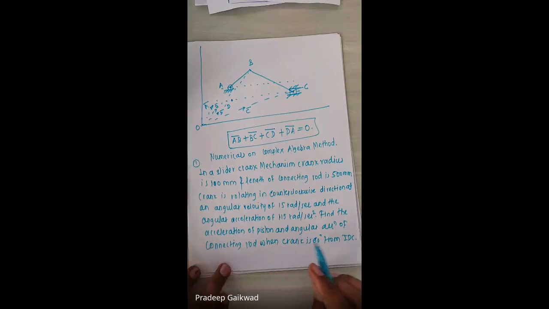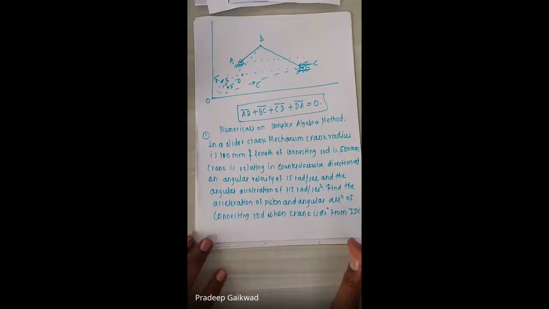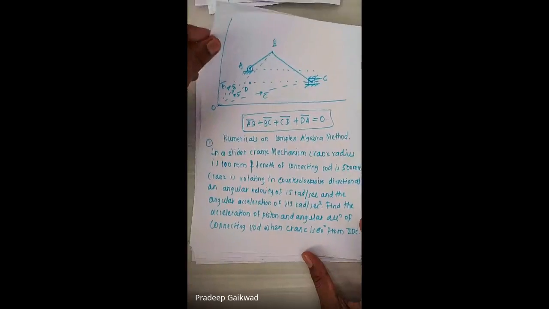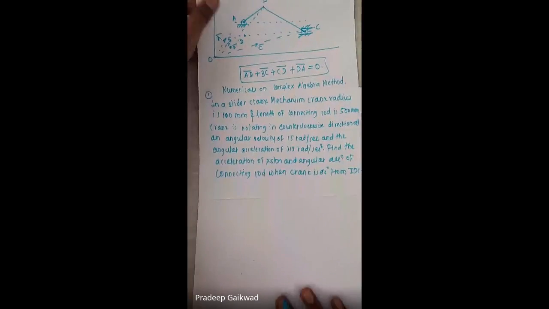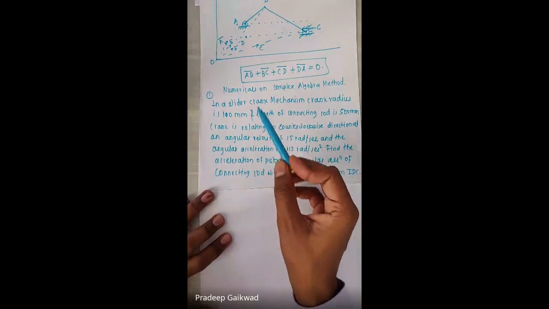Okay, so this is your numerical given. Now all of you tell me the given data from this numerical. What is given and what to find out? The statement is in front of you. Yes. L is given, R is given, omega is given, alpha is given. I'm reading one by one.